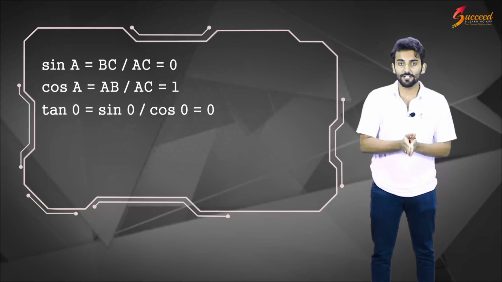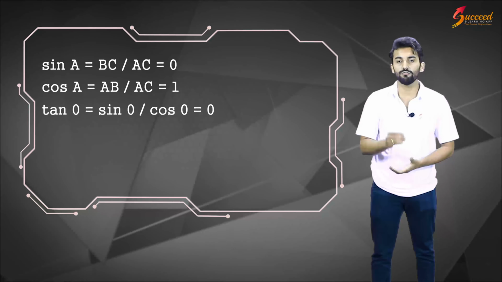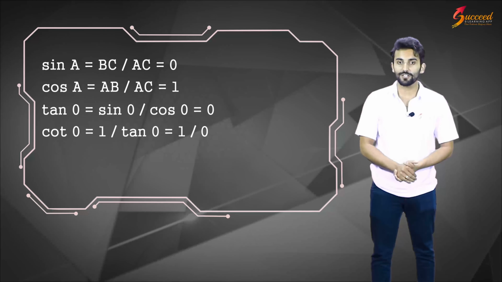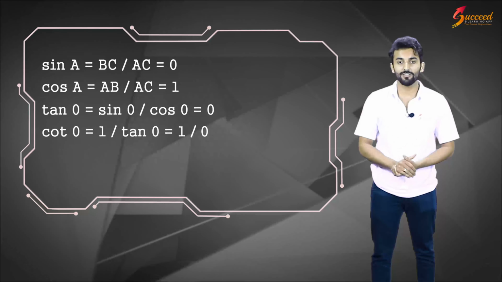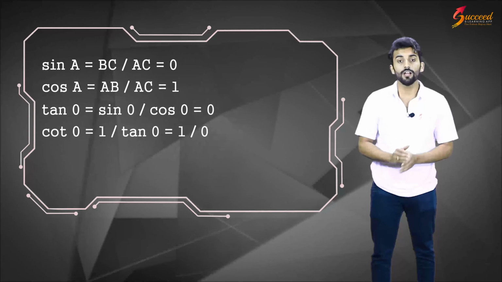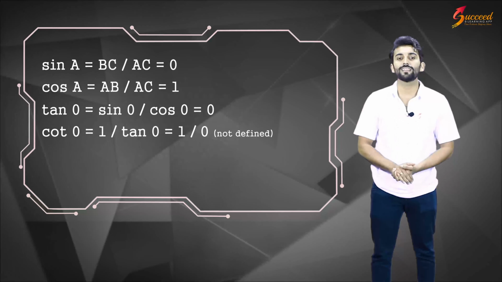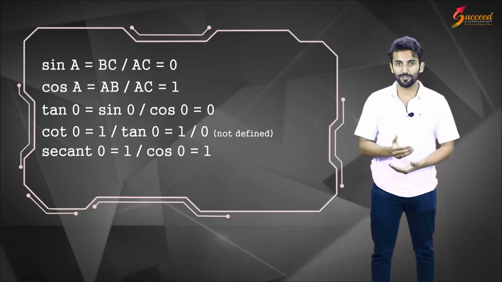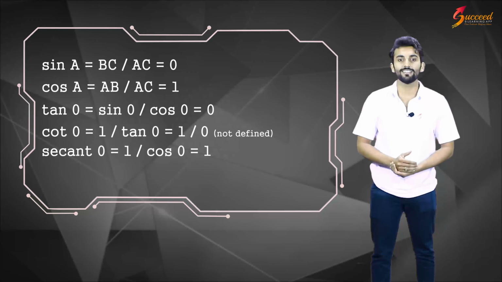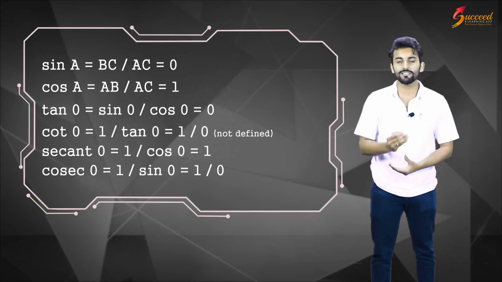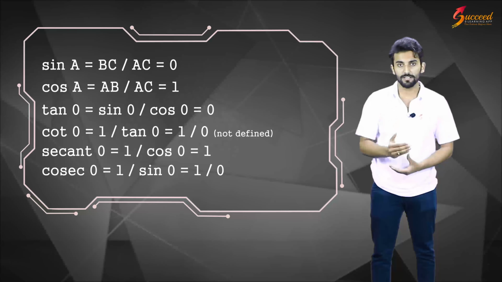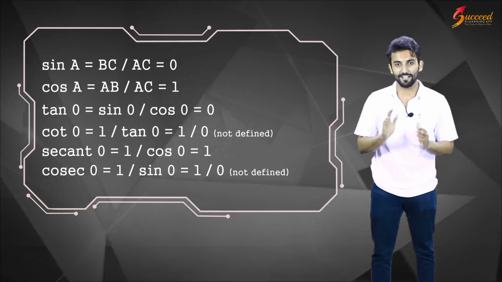Similarly, tan 0 is equal to sin 0 by cos 0, which is equal to 0. Cot 0 is equal to 1 by tan 0, which is equal to 1 by 0, which is not defined. Secant 0 is equal to 1 by cos 0, which is equal to 1. Cosecant 0 is equal to 1 by sin 0, which is also equal to 1 by 0, which is also not defined.